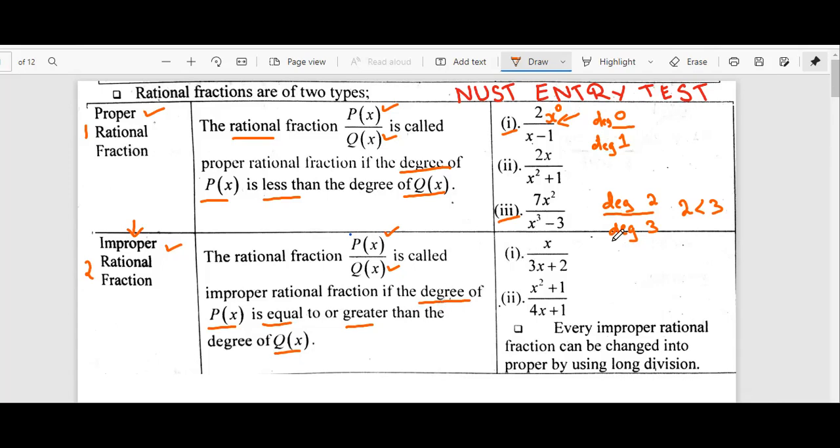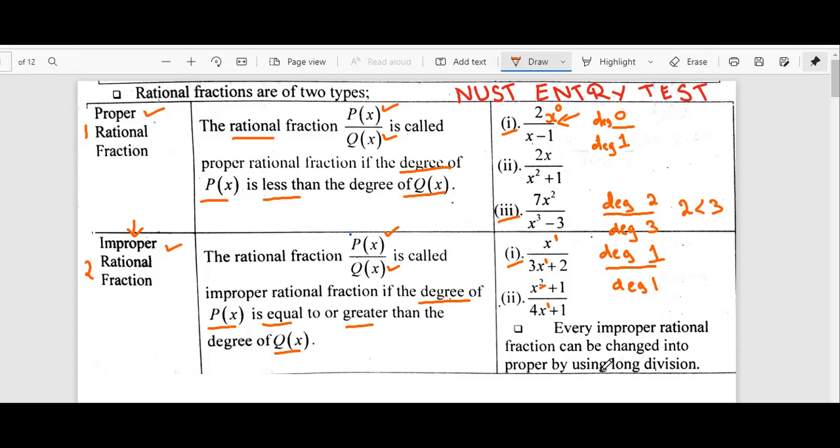If we talk about the first example, the degree of numerator is 1 and the degree of denominator is also 1. And why are they 1? Because I have x to the 1 here and x to the 1 here, okay? So this is improper. Even if the degrees are equal, even then that is improper, right? And obviously, if the degree is greater, like here we have 2 and here we have 1, this certainly would be improper. And whenever we have an improper rational fraction, it can be changed into proper by long division.